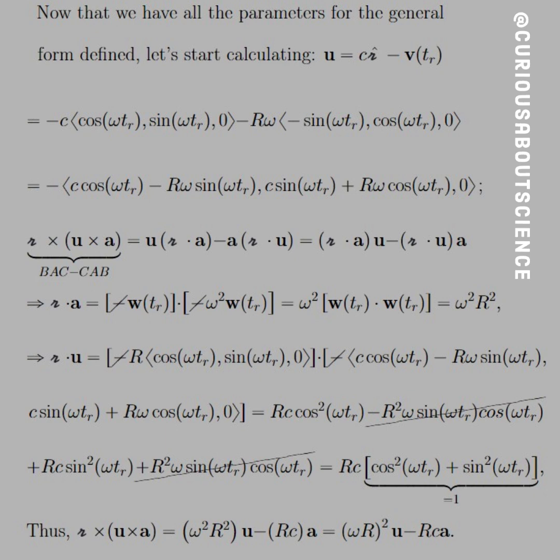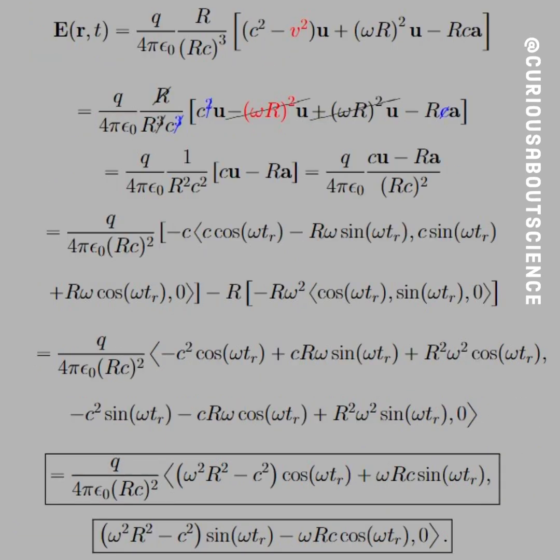And thus what we see is that the triple product, now that the dot products come in, is just omega squared r squared times u minus an rc times a. And now we can plug that in.